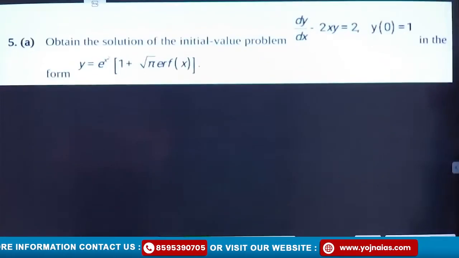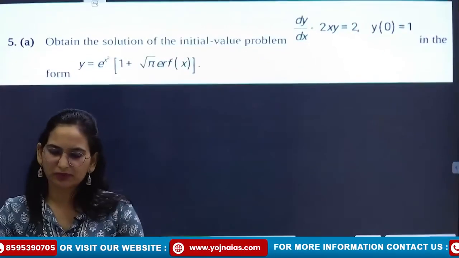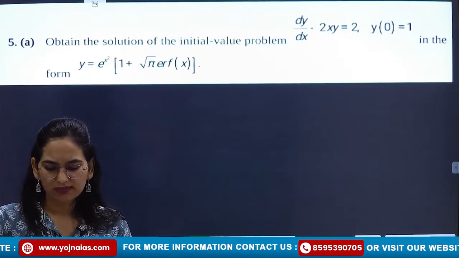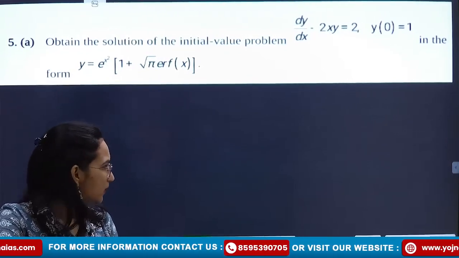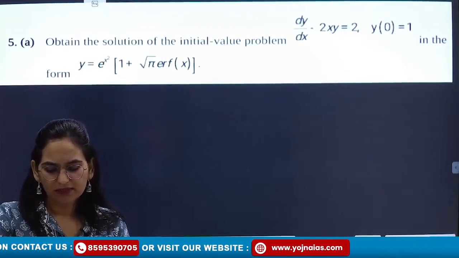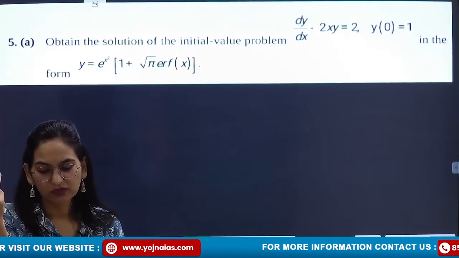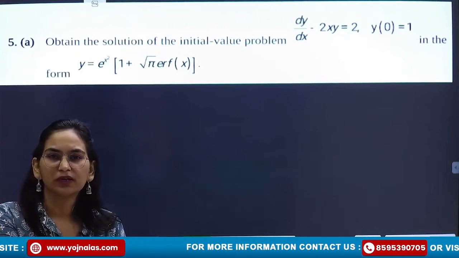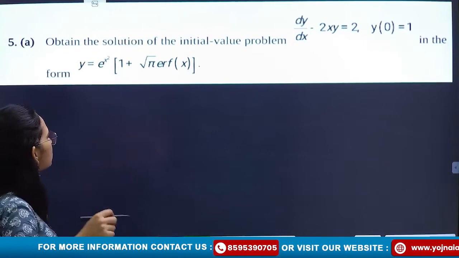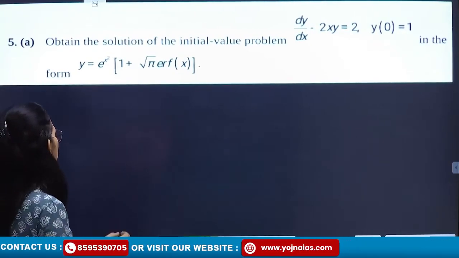After that, this is the second part, Section B. Till now we have discussed Section 1 only. In the section, the first question is compulsory. They have given you the problem: find the solution of the initial value problem dy/dx minus 2xy is equal to 2, y(0) is equal to 1, in the form y is equal to 2.